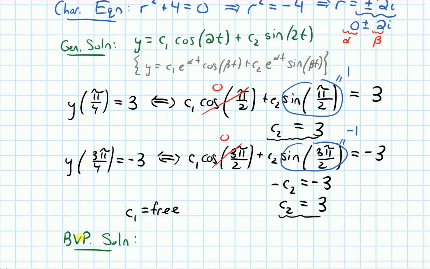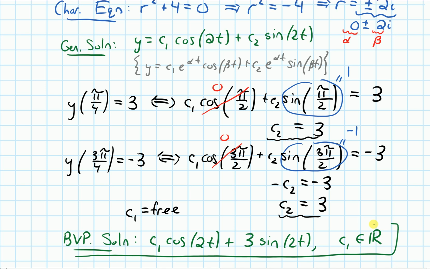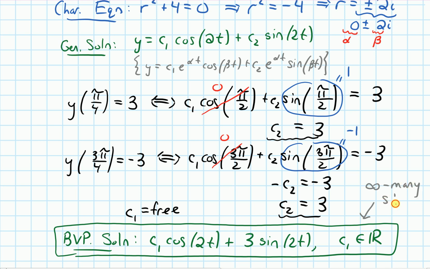So our boundary value problem solution will look like C1 cosine of 2t, and then plus, and we know what C2 is. It's 3, so 3 times sine of 2t, where C1 is any real number. So our solution to our boundary value problem looks like this. So notice here, because C1 can be anything, there are infinitely many solutions. So that's something that can happen with a boundary value problem. There can be infinitely many solutions.